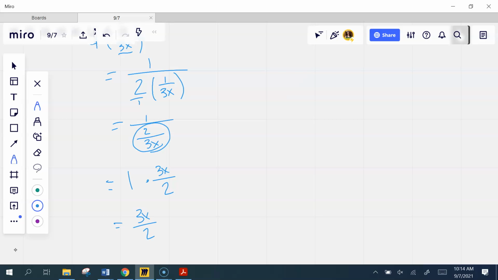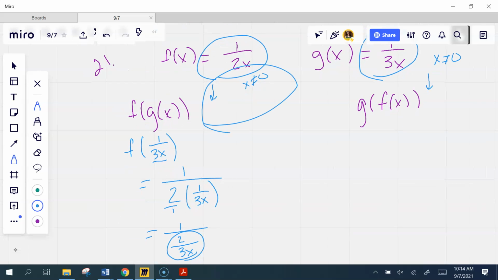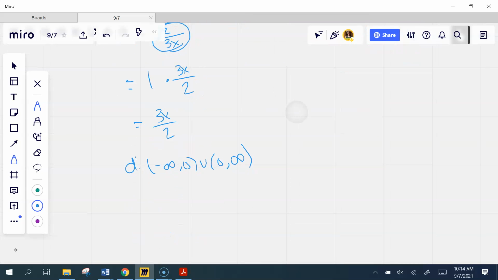Now remember, I told you about that domain restriction. Even though here, if I were just to graph 3 over 2x or 3x over 2, that would just be a line, right? And there are no domain restrictions. But because of that domain restriction in the very beginning, I need to restrict it here and say that my domain is going to be anything except 0. Does that make sense? Because it was initially restricted, I have to keep that restriction in here after I compose it.